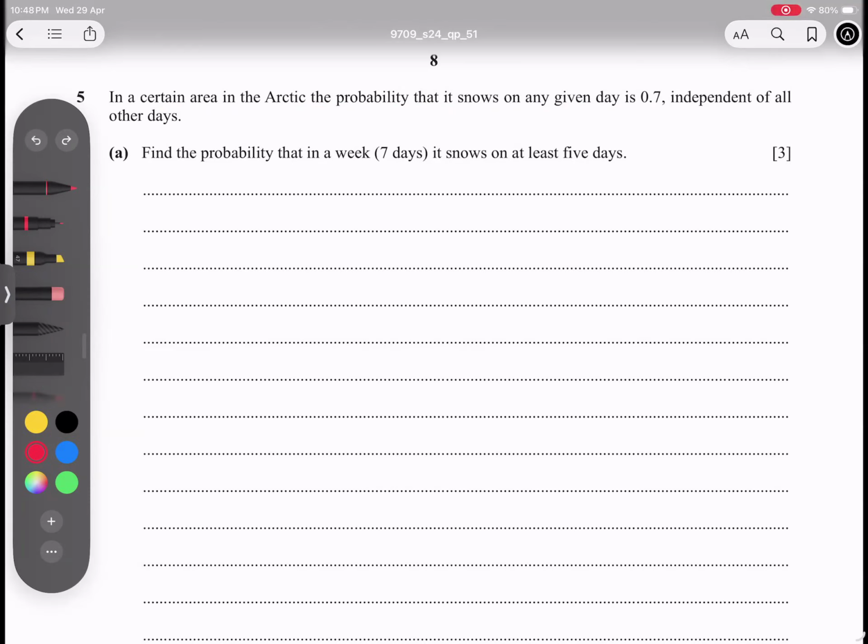Out of 7 days, when I say at least 5 days, it means 5, 6, and 7. So N is the sample of 7 days, and R is 5, R is 6, and R is 7.